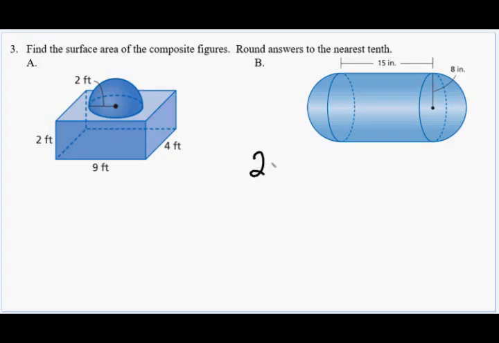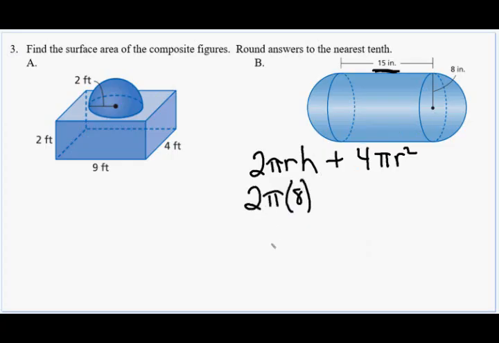That lateral area is 2 pi r times the height, or in this case it'll be the length because it's kind of lying on its side. And then we're going to have the surface area of one sphere, 4 pi r squared. All right, 2 is just 2. Pi is just pi. Our radius is given as 8, and our length here is 15. And then we're going to have plus 4 times pi times 8 squared.